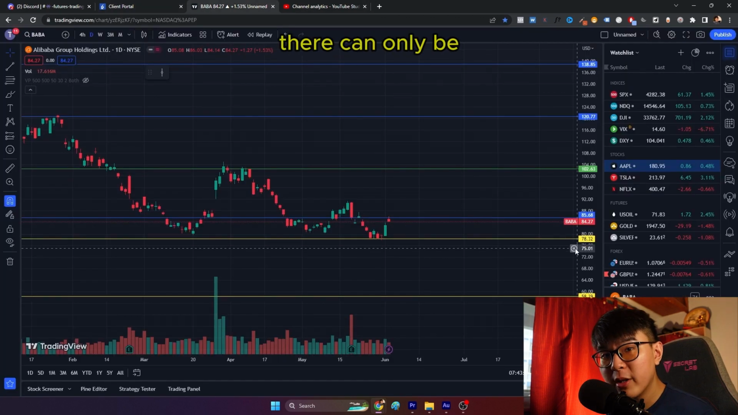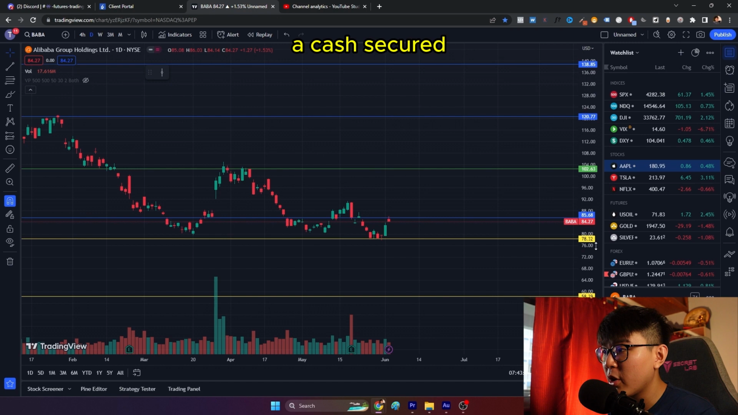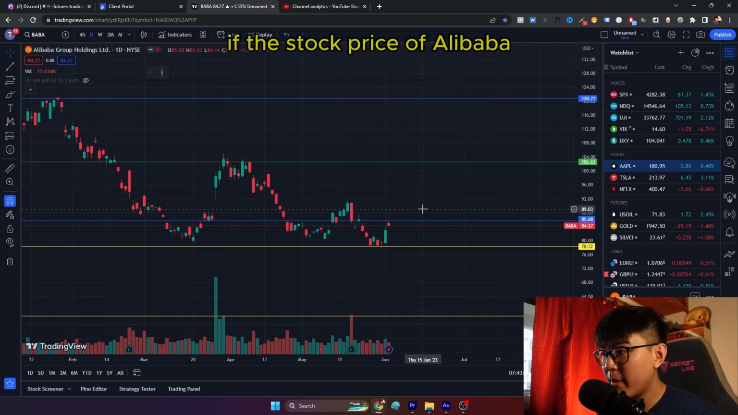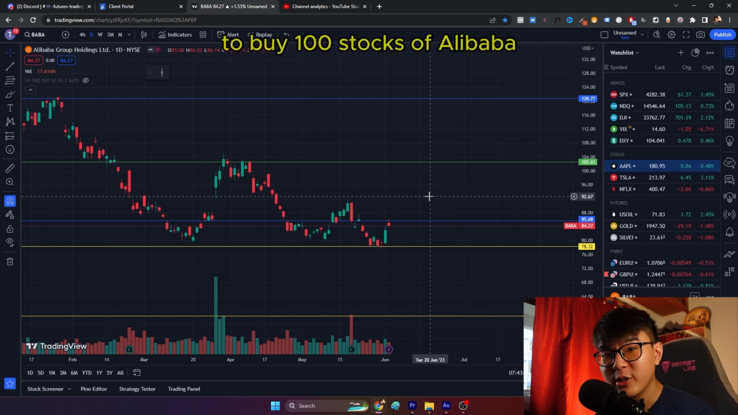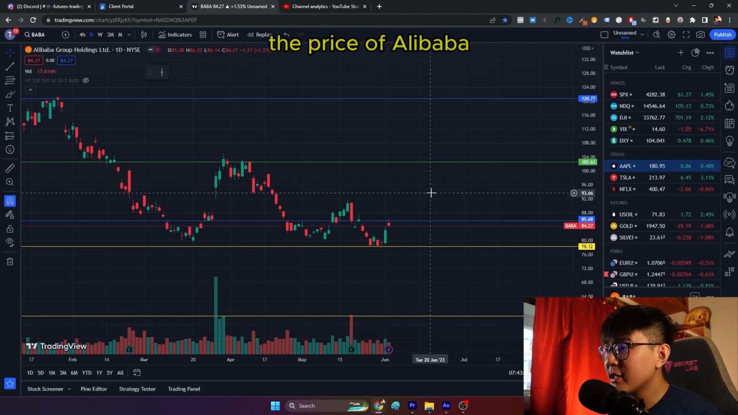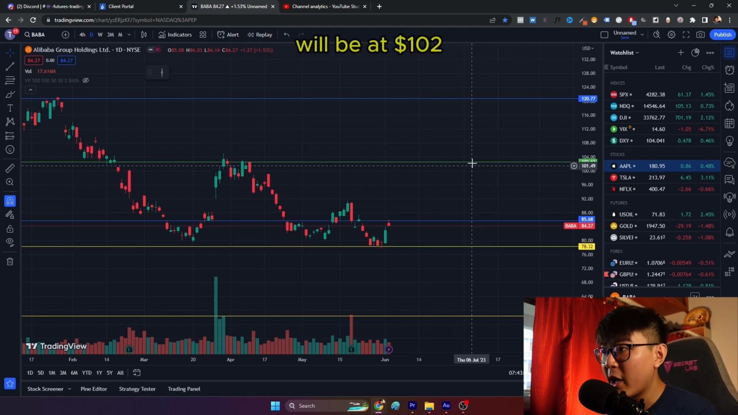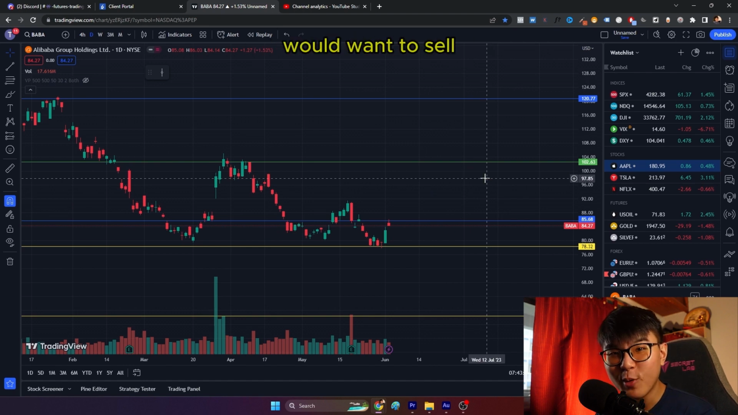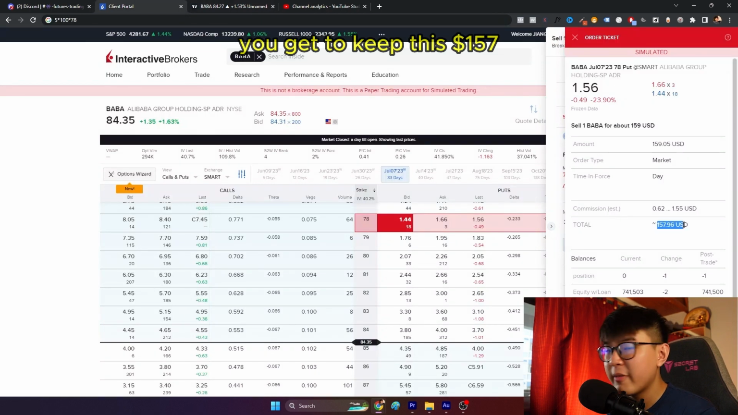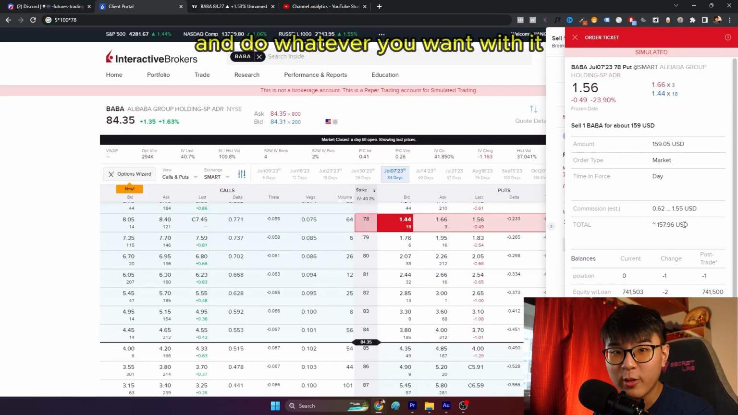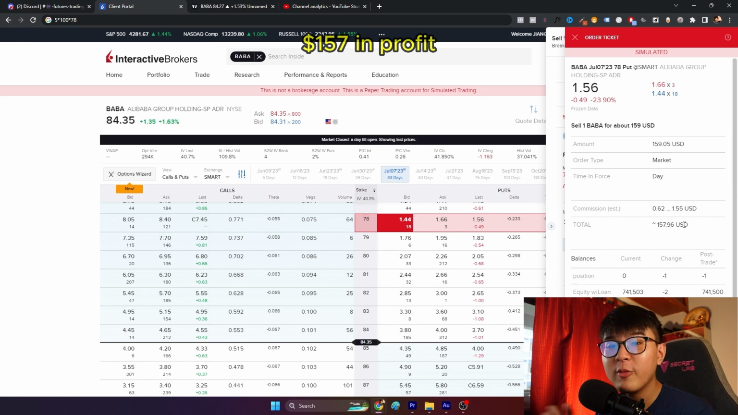So right now, there can only be 2 things that happen once you sell a cash secured put option. Scenario 1, if the stock price of Alibaba is above $78 in the next 33 days, you don't actually have to spend your $7,800 to buy 100 stocks of Alibaba. Because if, let's say, the price of Alibaba in 33 days time would be at $102, no one in the right mind in the market would want to sell you their Alibaba shares to you at $78 when they can sell the actual price of Alibaba at $102 in the market. And if that happens, you get to keep this $157 in your bank account and do whatever you want with it. So that's a $157 in profit for you to keep.